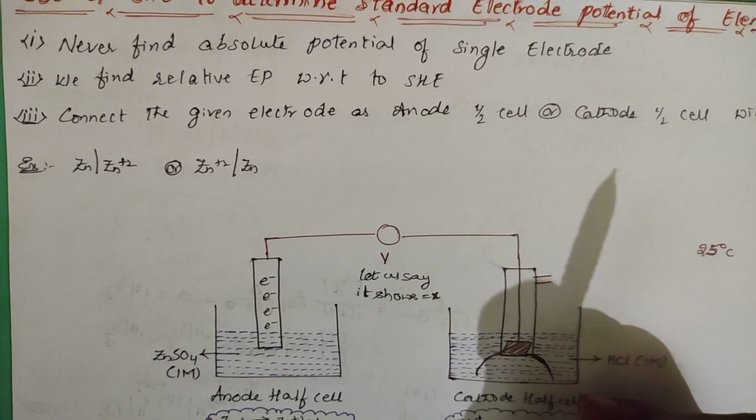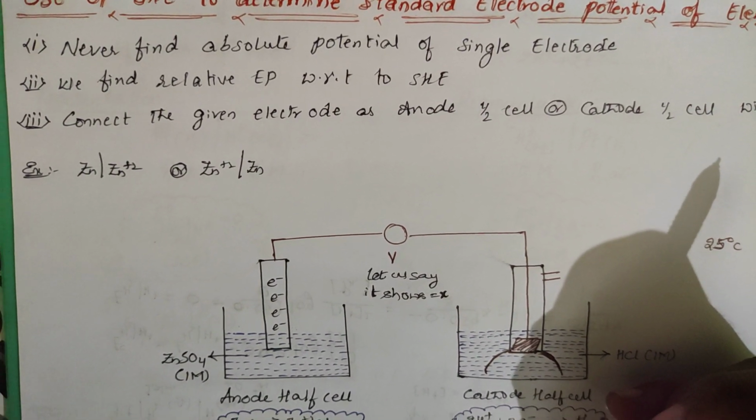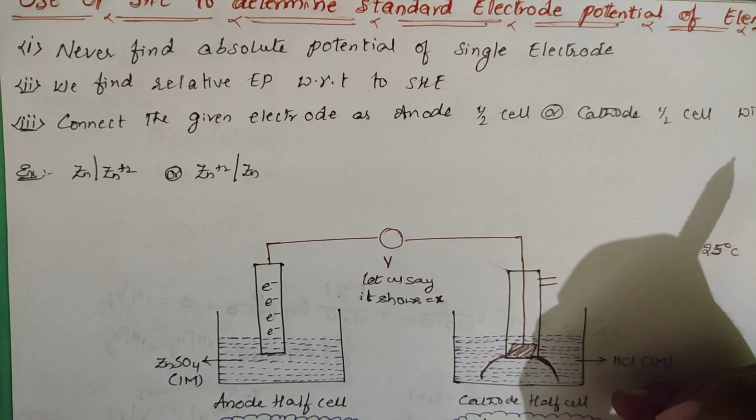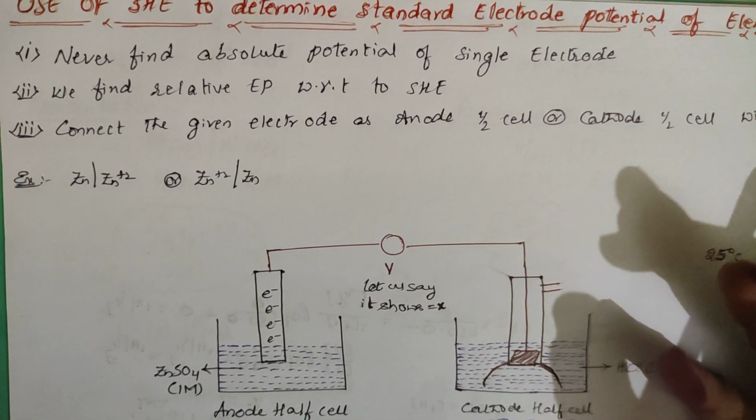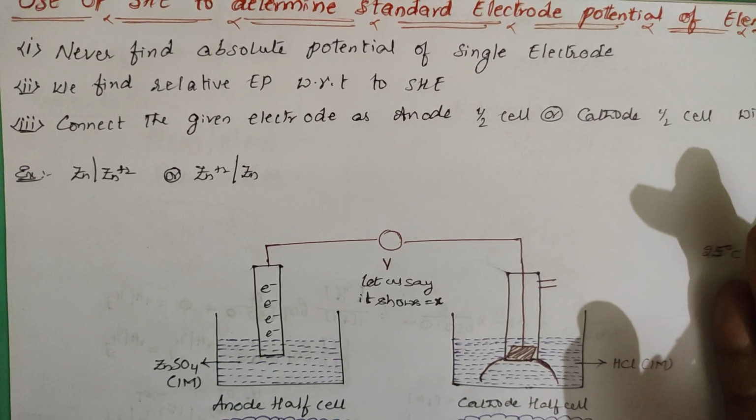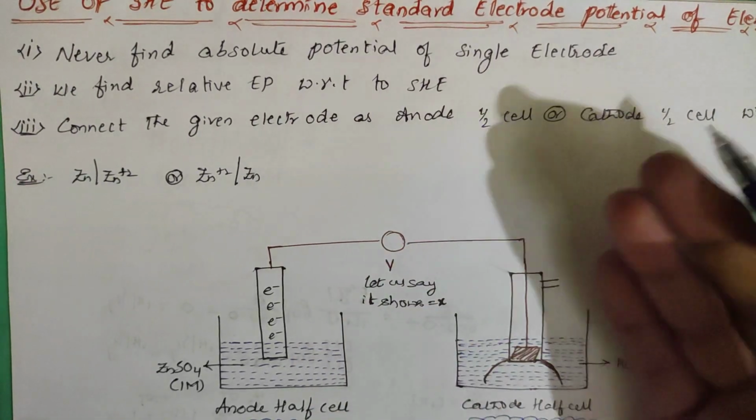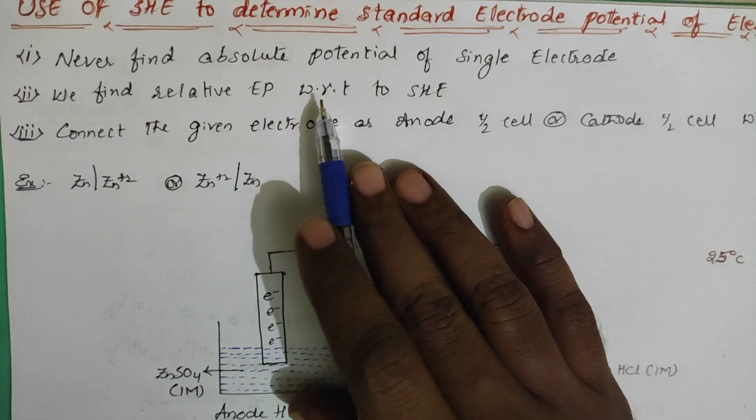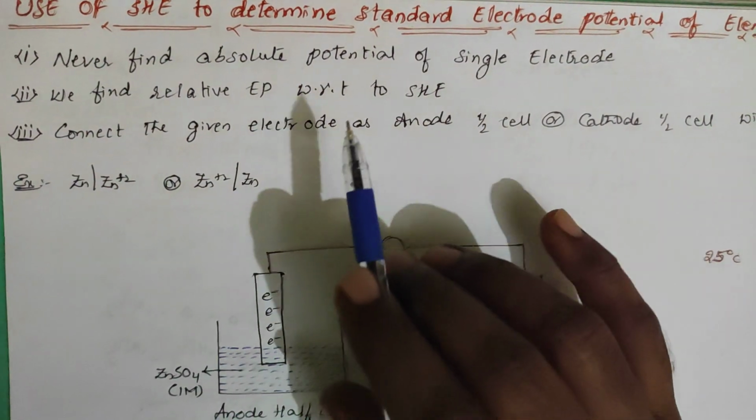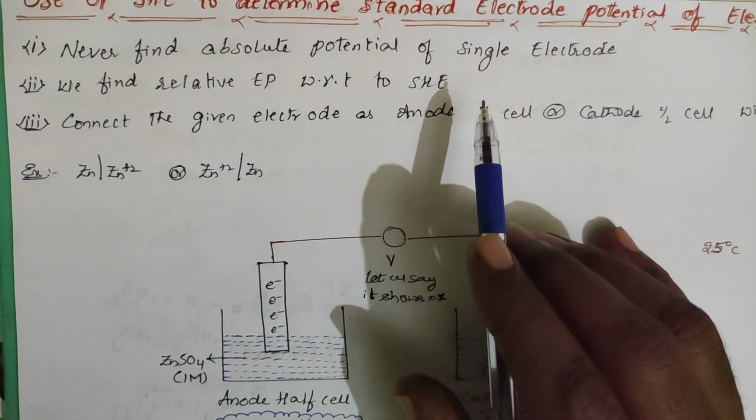Suppose a particle is moving with 100 kilometers per hour. Is it moving fast or slowly? You can't say that. You should compare that 100 kilometers per hour with 1000 kilometers per hour, or something greater or below it. Then we can say whether it is a greater speed or a lesser speed. In the same way, electrode potential is also a comparative term. It is not an individual term. So we cannot find the absolute potential of a single electrode.